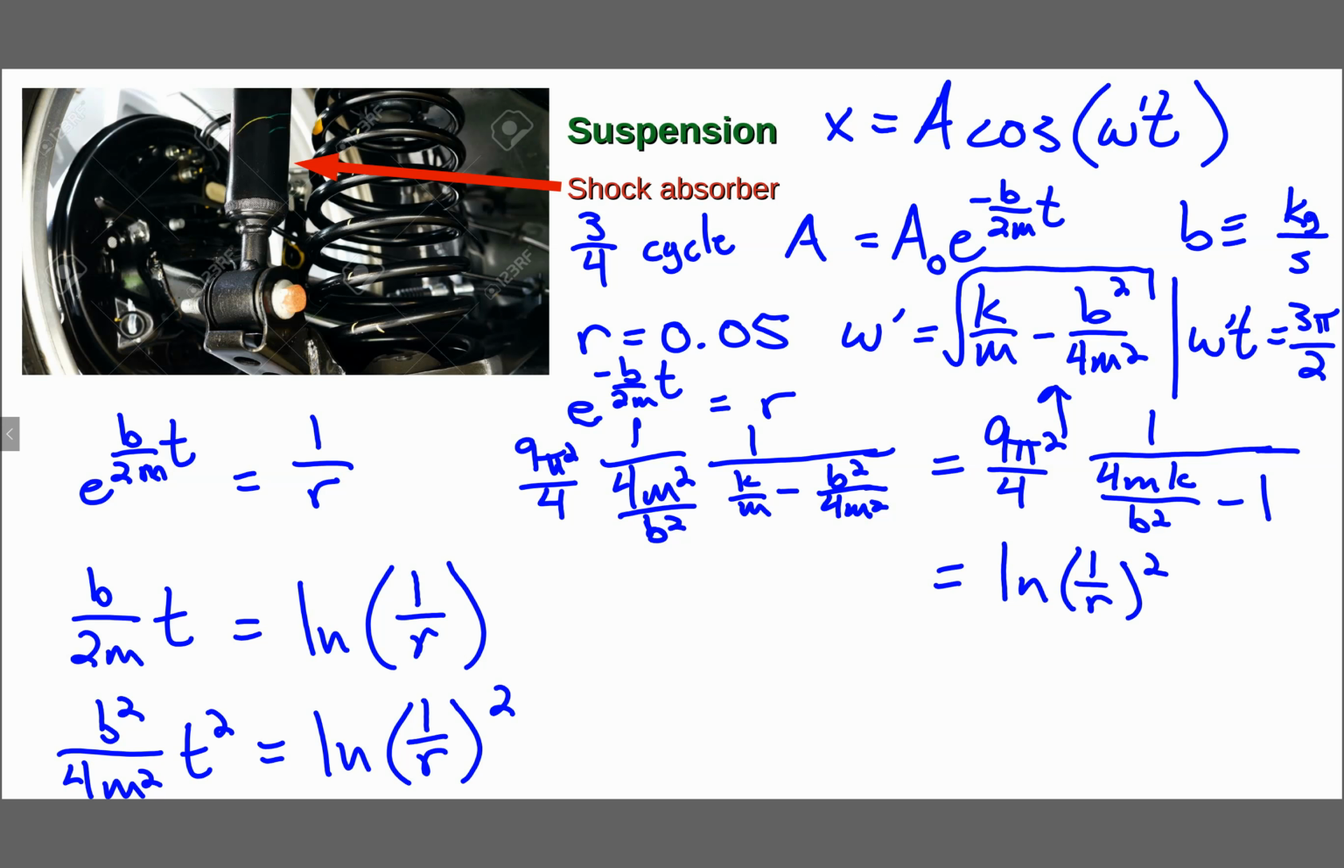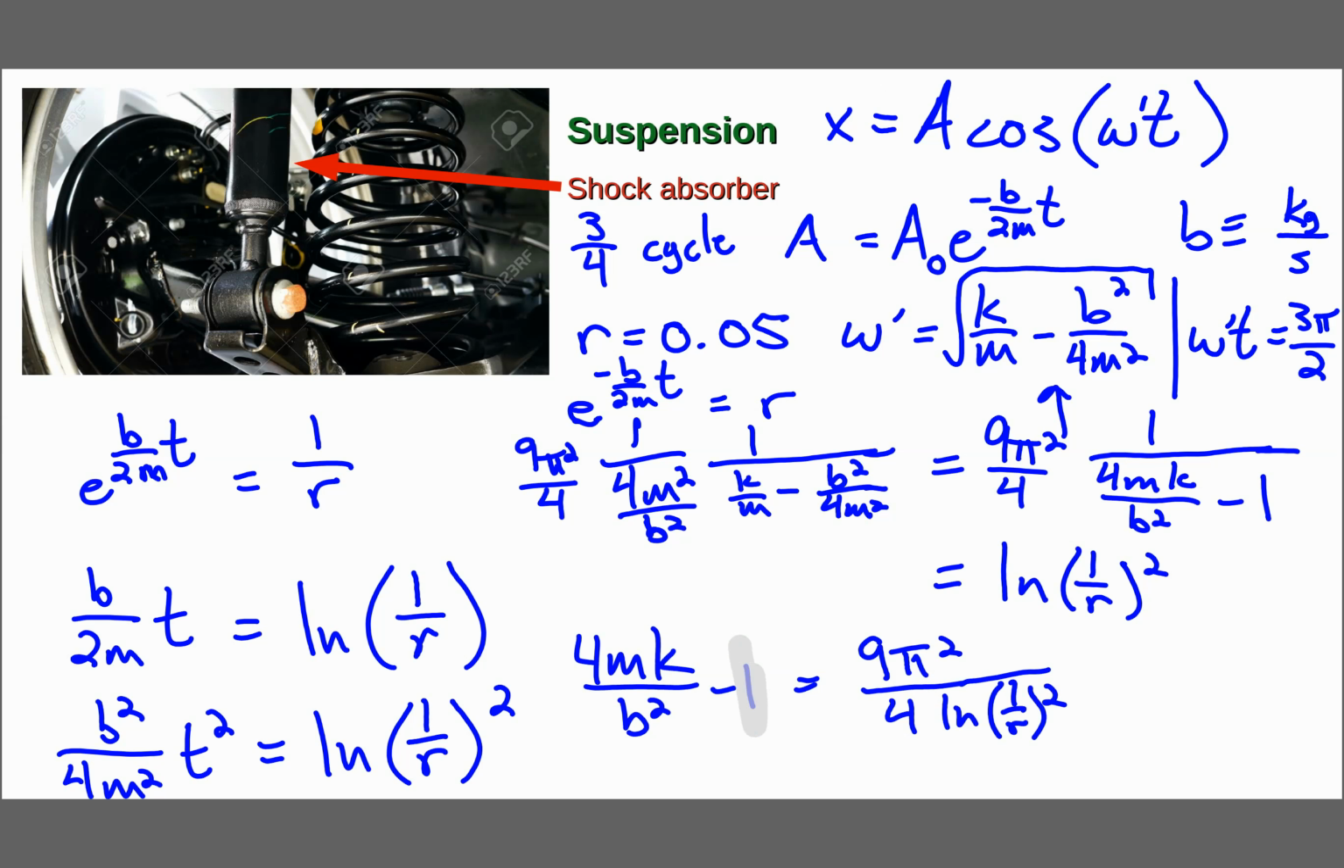So then I want to get the b squared out of the bottom of there. So I'm going to have 4mk over b squared minus 1 is equal to 9 pi squared over 4 ln 1 over r squared. Okay? I'm going to add 1 to both sides. So this is going to become this. Okay? And then to get the b squared out from here, I just take this whole thing and bring it back over to the other side.